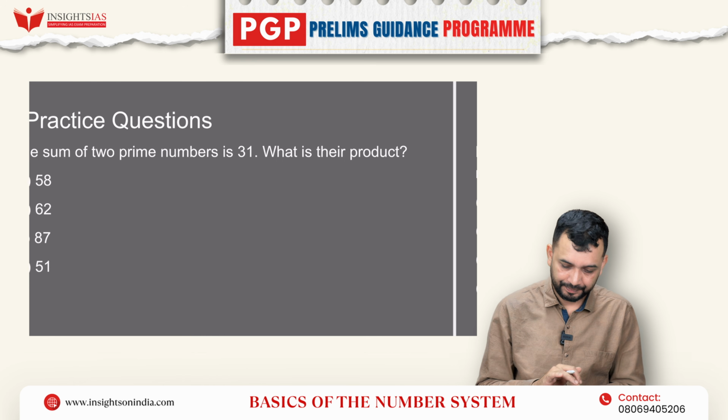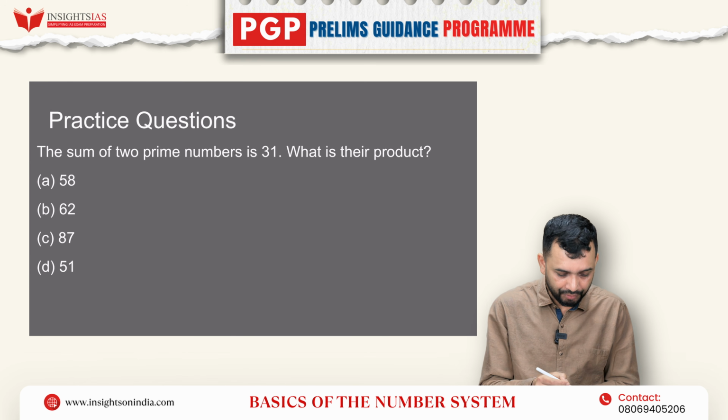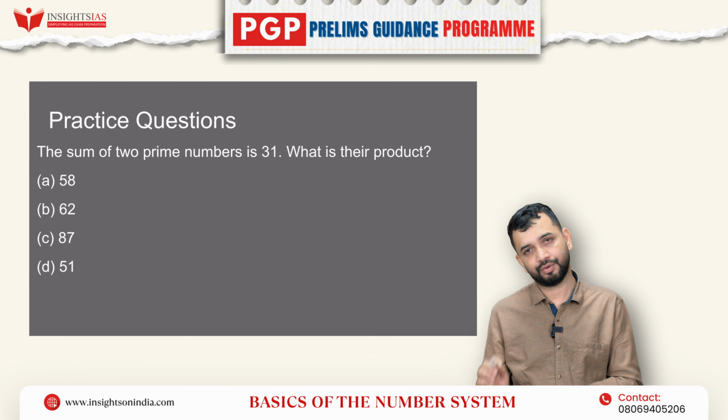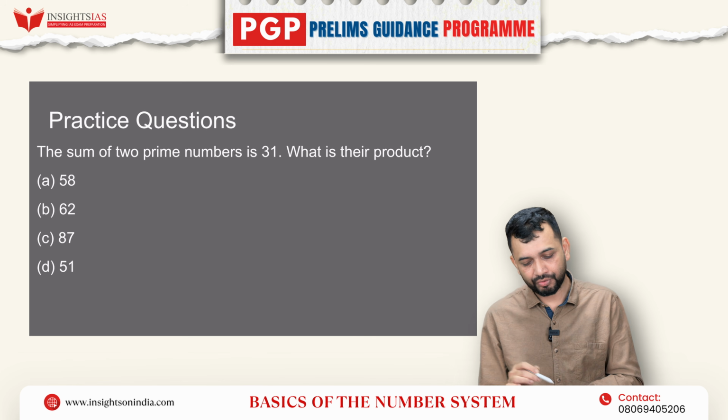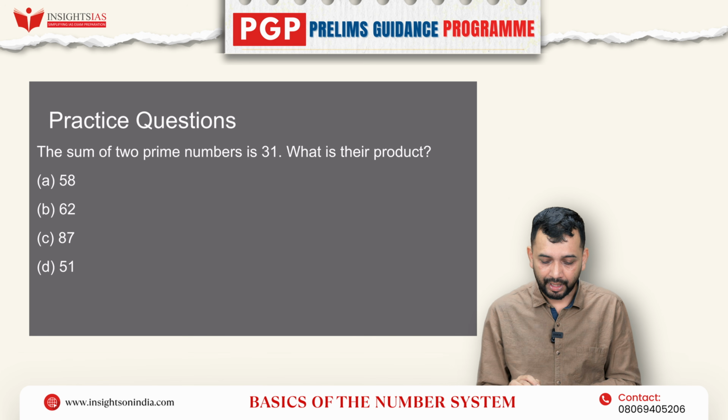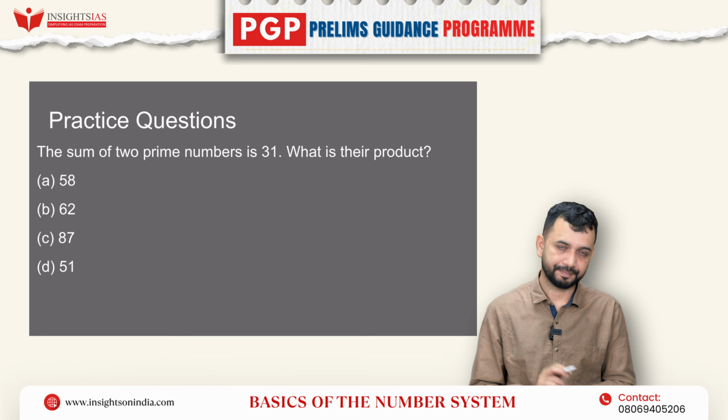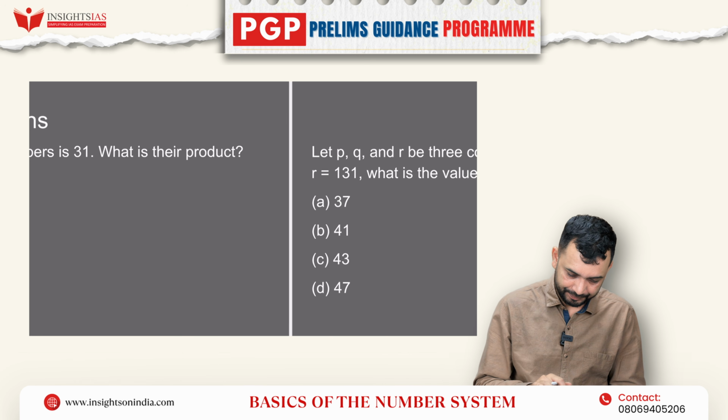Next. Okay. Answer options are 58, 62, 87, 51. What is the question? Sum of two prime numbers is 31 and what is their product? Okay. Next.